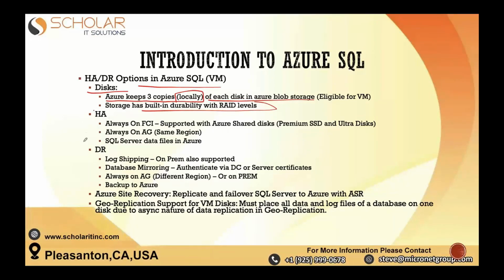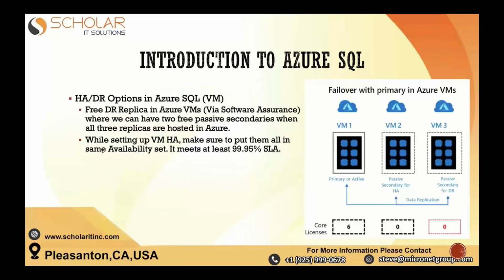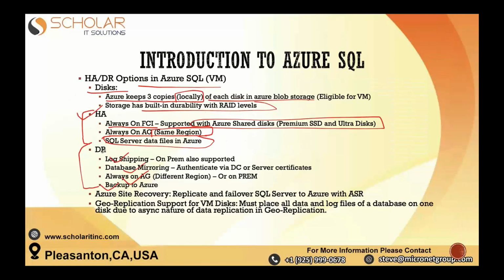Now, inbuilt HA, Always On failover cluster instance is supported via premium disk and ultra disk, Azure shared disk. Always On availability groups can be done, but within the same region. Now, SQL Server data files. You can push your on-prem SQL Server data files back to Azure. This isn't something HA for Azure VMs. Now, DR: you can configure log shipping, mirroring, AG from your on-prem back to Azure, and you can take your backup to Azure. These are some HADR options which Azure provides you for the VMs.